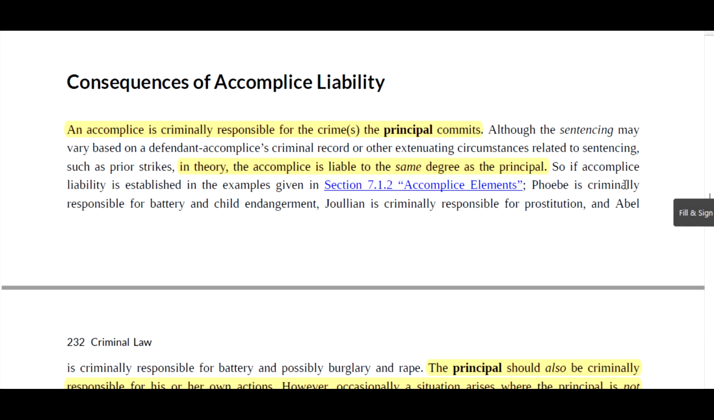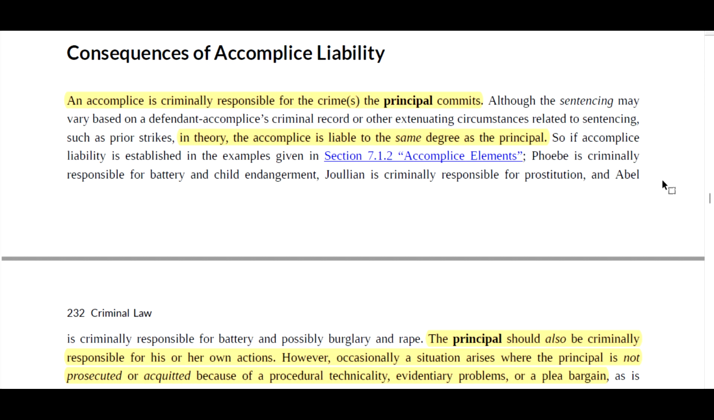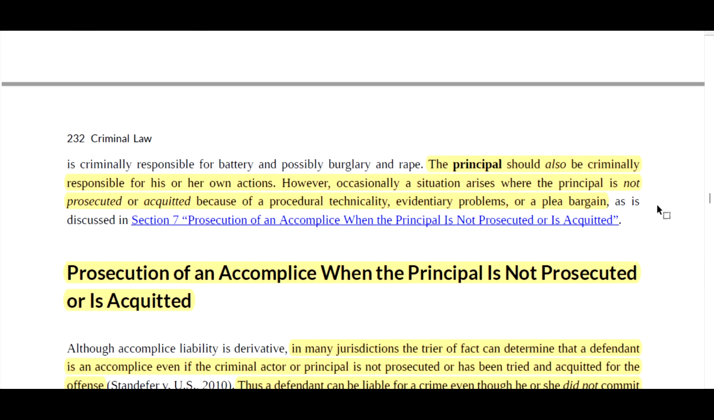So in theory, the accomplice is liable to the same degree as the principal. So in previous examples, Phoebe is criminally responsible for battery and child endangerment, Julian is criminally responsible for prostitution, and Abel is criminally responsible for battery and possibly burglary and sexual assault. That's the concept around accomplice liability. The principal should also be criminally responsible for his or her own actions. And this is where we get the, but hold on, things aren't always black and white.